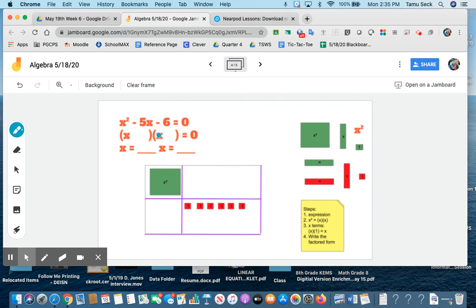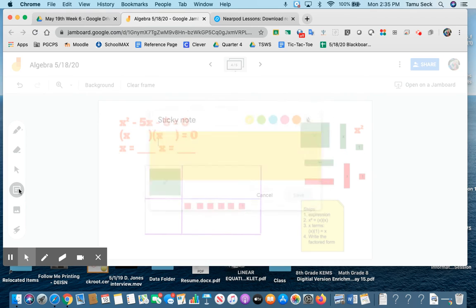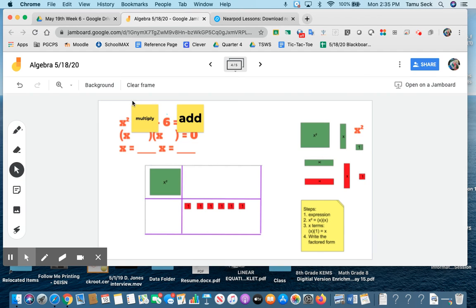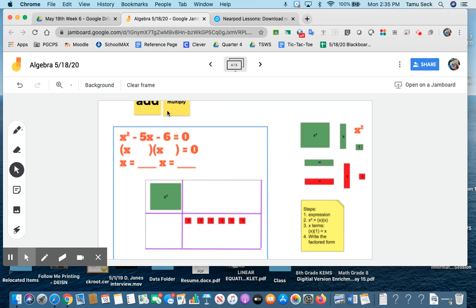Okay. So we're looking for two numbers that multiply to -6 but add to -5. Two numbers that multiply to -6 but add to -5. Okay, we're looking for two numbers that multiply to -6 but add to -5.